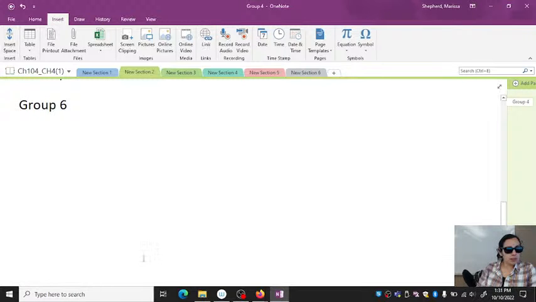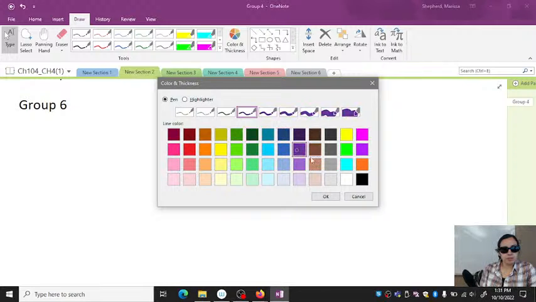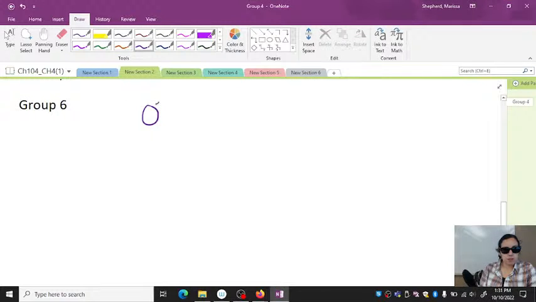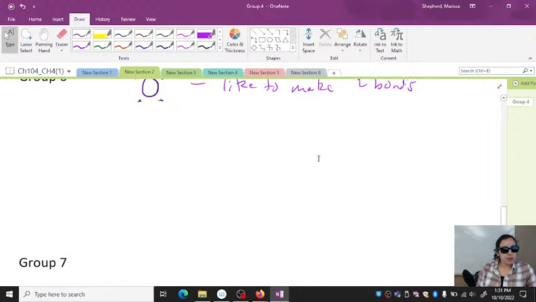And so group 6, how many bonds do we say they like to make? 1 or 2? So group 6, they like to make 2 bonds, or at least. We see this best if we just go down the group. So we have water.